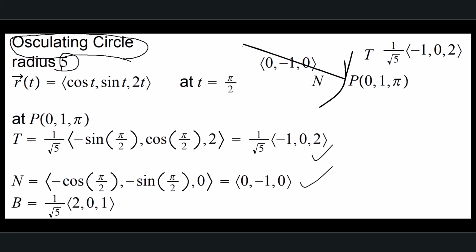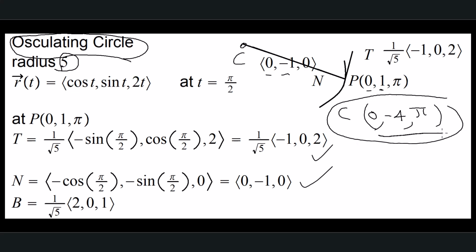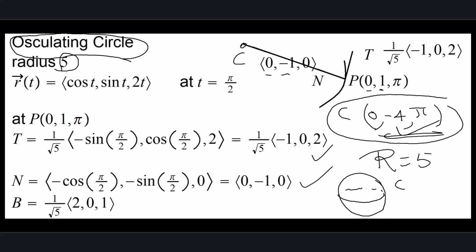So if we have C as the center, the coordinates of C will be 0 plus 5 times 0 is 0, 1 plus 5 times negative 1 is negative 4, and then pi plus 5 times 0 is pi. So this is the center of the osculating circle, and the radius is 5. So what we have to do now is that we are in 3 dimensions. So first we'll find the sphere, okay, with center as this, and the radius equals 5, and then take its intersection with the osculating plane.